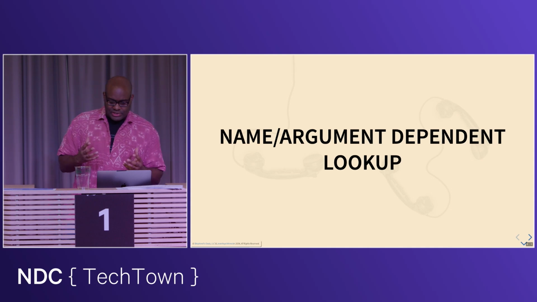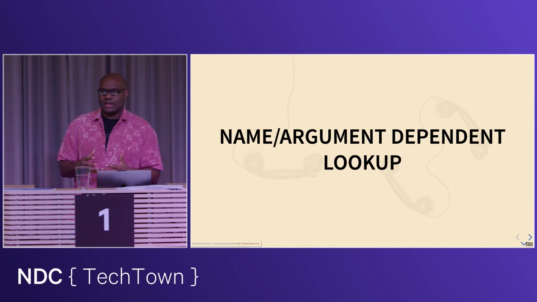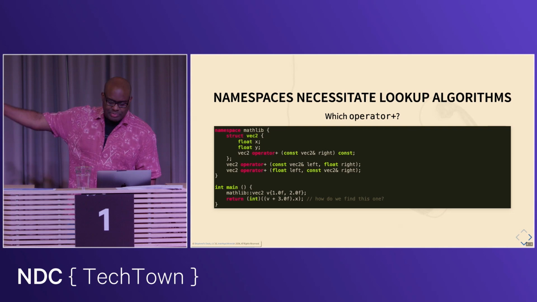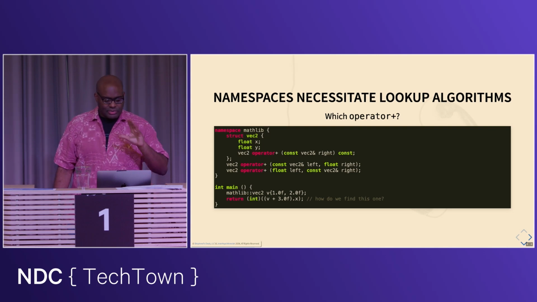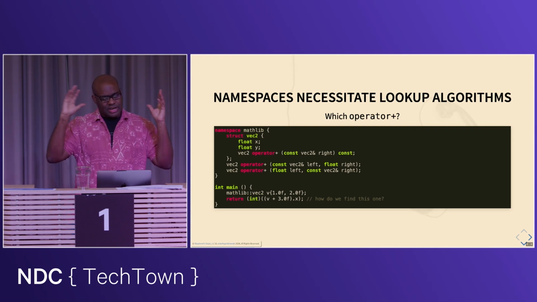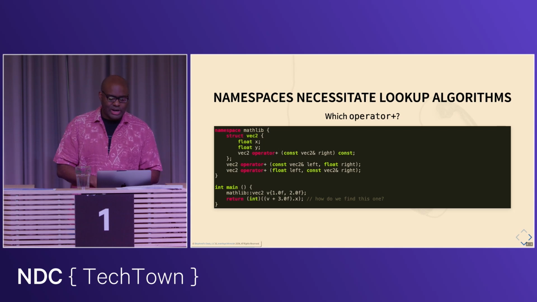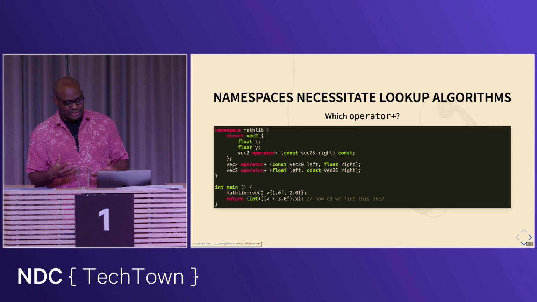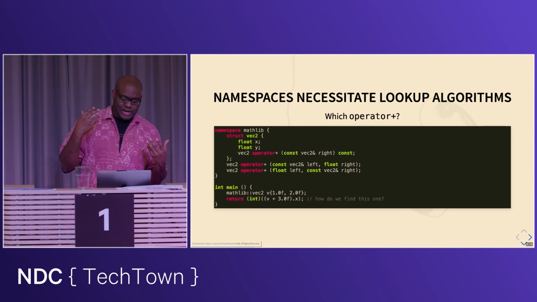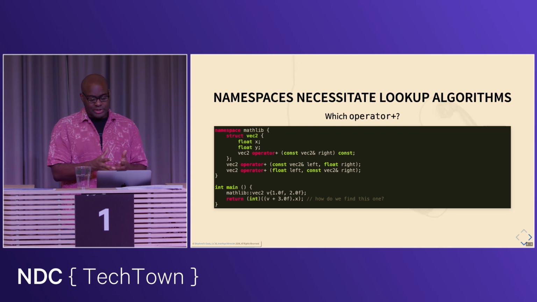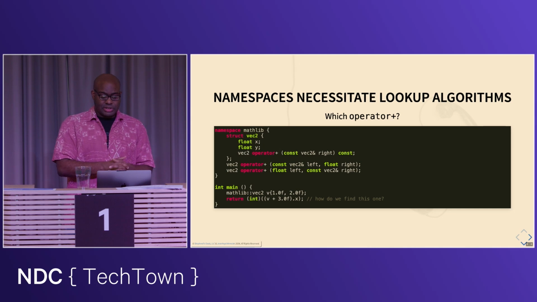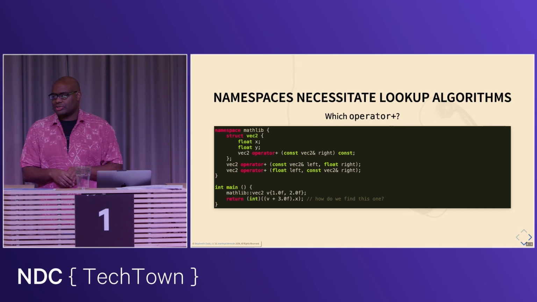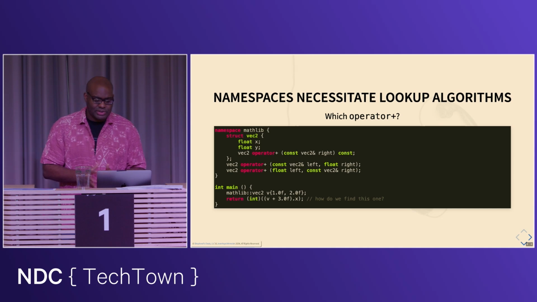We have a system that helps us find all of the operator plus we're interested in, right? So let's just take this quick snippet of code. It's not very complicated, right? We have a namespace, mathlib. It's got a vector 2 in it. It's got a float x and y. This is the most basic vector type in the world, right? Nothing fancy. It's got an operator plus internally as a member function to allow you to add 2 vector 2s together, right? So do pointwise addition, right?